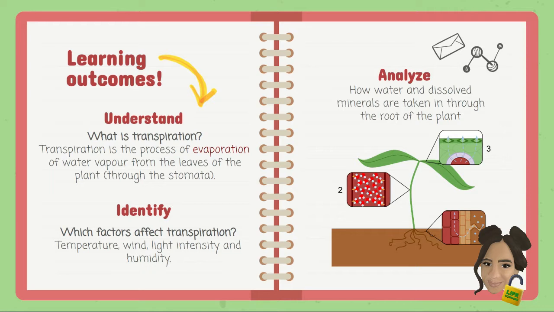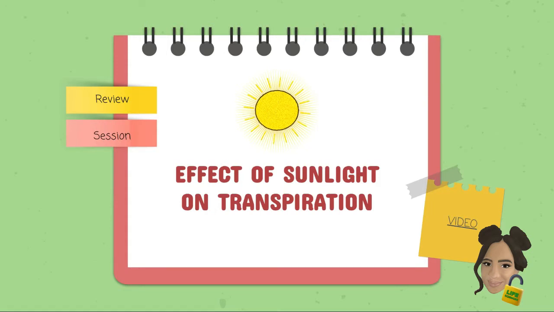If you can imagine the stem of a plant to be like a straw, then transpiration is effectively the process of water and dissolved minerals being absorbed into the root of the plant and sucked up the stem to the leaf, where water will escape from the stomata present at the bottom of the leaves and evaporate into the air. We will be reviewing the effect of sunlight on transpiration.